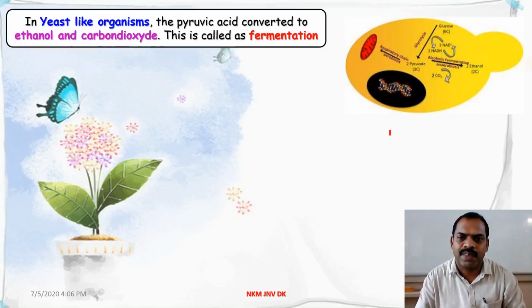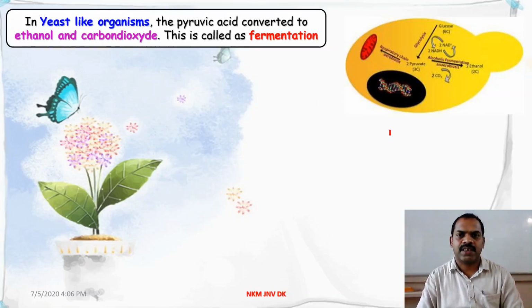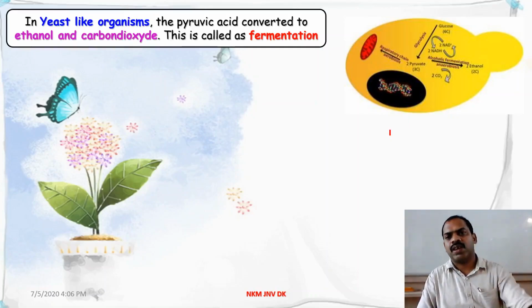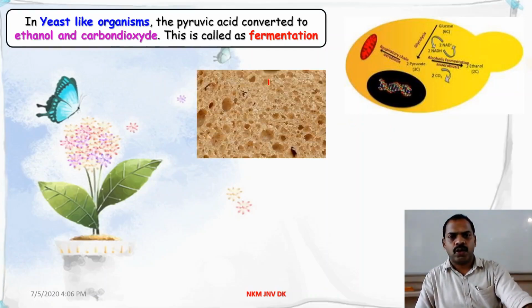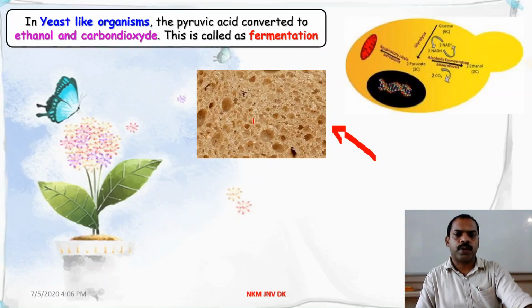Liberation of carbon dioxide is a byproduct that gives the holes in the dosa. Okay, so like the bread, cake, etc., the holes are because of yeast. It's all the product of an anaerobic process. This hole is because of liberation of carbon dioxide.